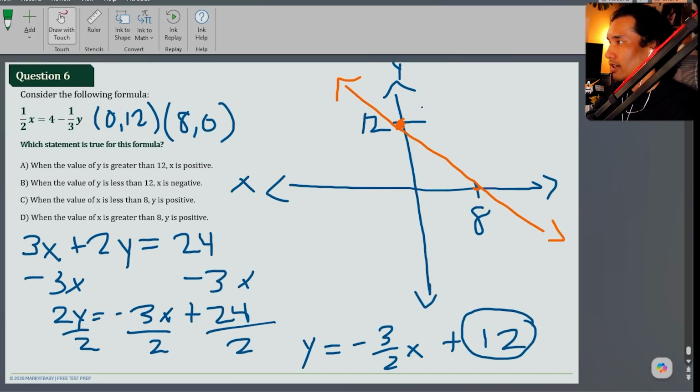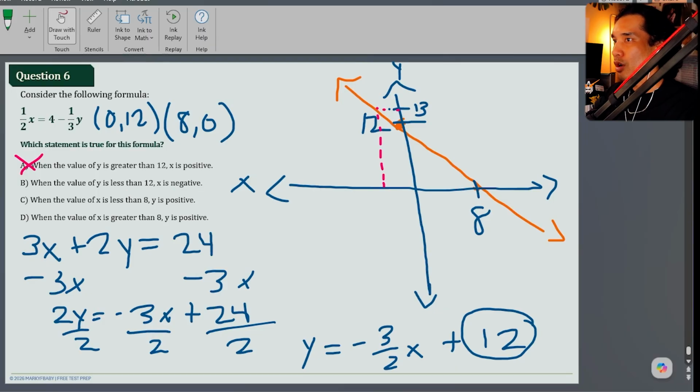This is x. Okay, I'm going to choose 13. Okay, 13, x is positive. Well, you go on our tightrope here, and we have x as a negative value. A, incorrect. When the value of y is less than 12, x is negative.